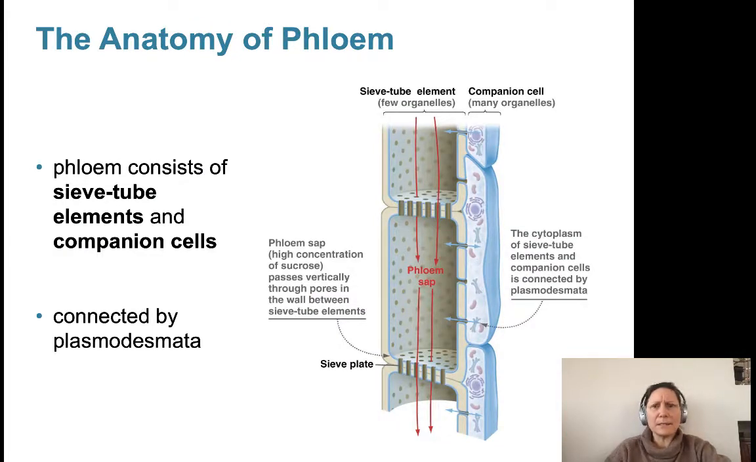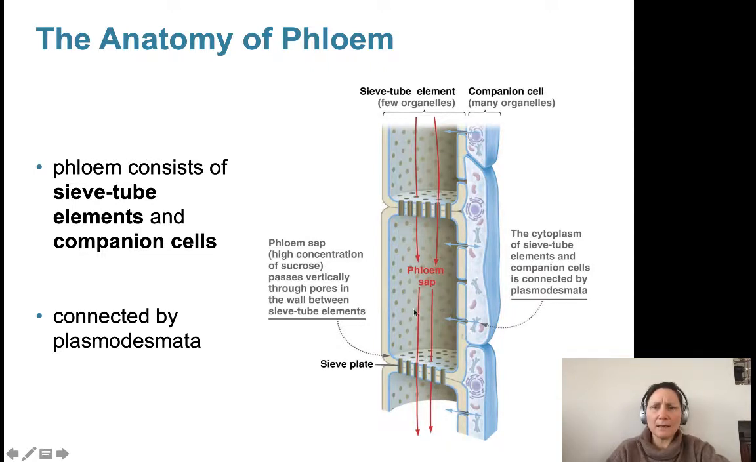So let's talk about the anatomy of phloem. There's two main elements: sieve tube elements and companion cells. They're connected to each other by plasmodesmata. So here's your sieve cells, and you can see why they're called that. These are plant cells that have holes or pores through them, stacked one on top of the other.